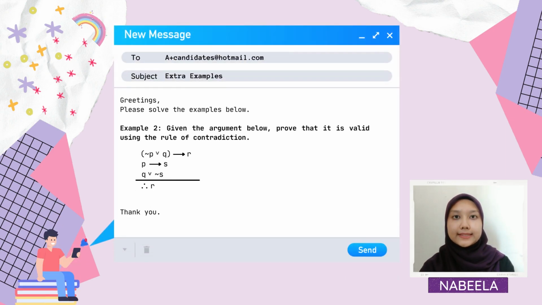Move on to the second example. Given the argument below, prove that it is valid using the rule of contradiction.